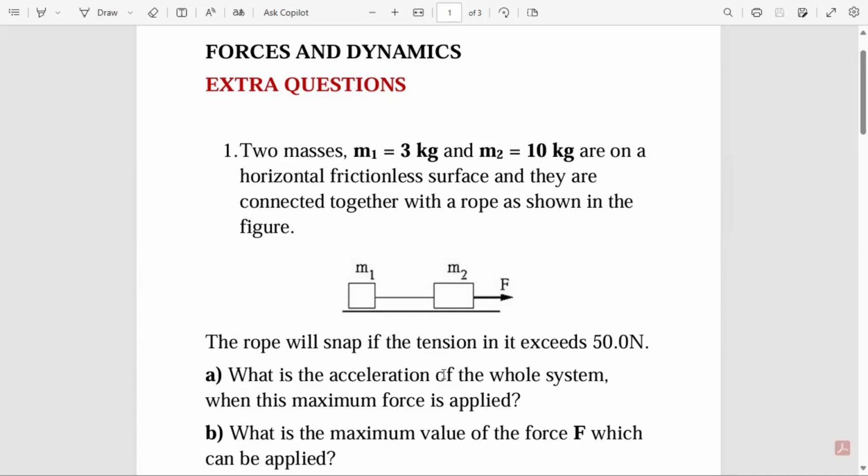And question B, what is the maximum value of F which can be applied?